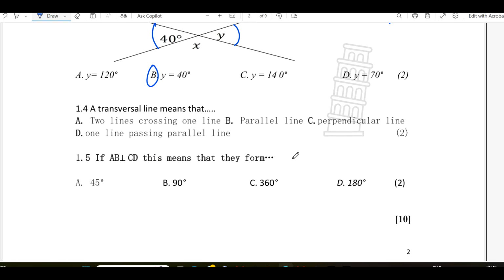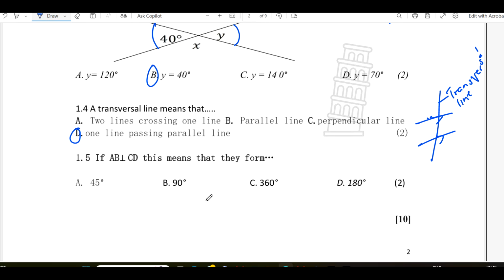So let's proceed to 1.4. A transversal line means that. What is a transversal line? A transversal line is one line passing parallel lines. Let's say we have parallel lines like this. These are parallel lines. This is a transversal line. This one is a transversal. Guys, the correct option is going to be D, one line passing parallel lines.